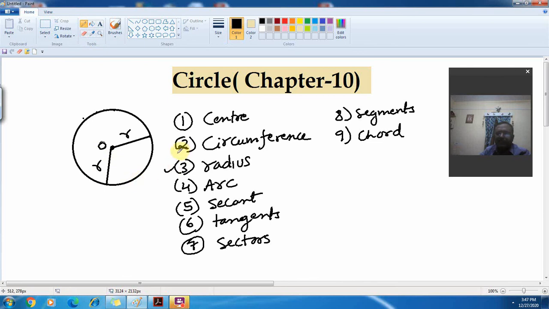Next is circumference. Circumference is the length of the boundary of the circle. Suppose you can see this is a curved line and this will complete like this here. So this curved line, or the boundary of the circle, is called the circumference of the circle. Next is arc. If you take a small portion from this circle and paste it here, then this is called an arc of the circle. So it is a part of the circumference.